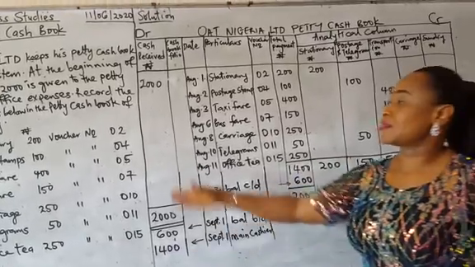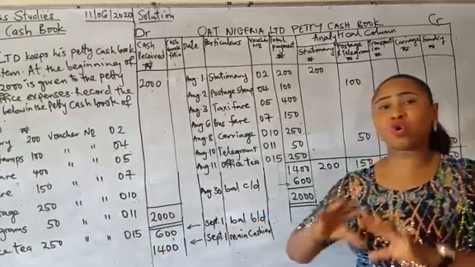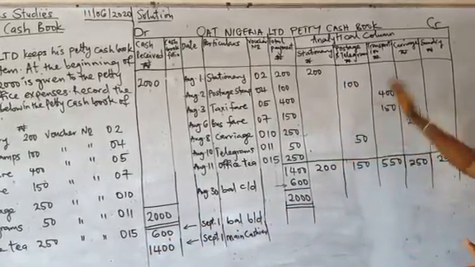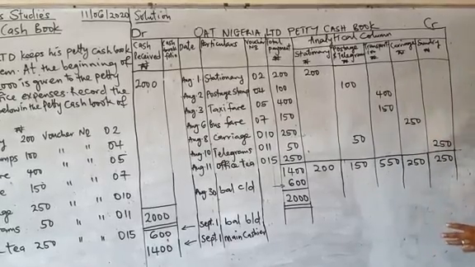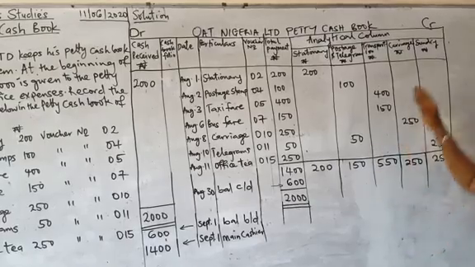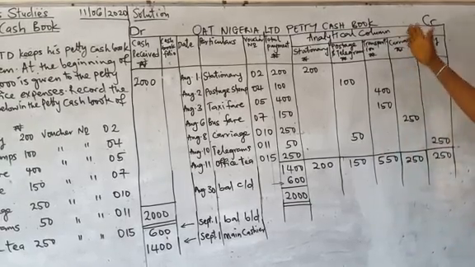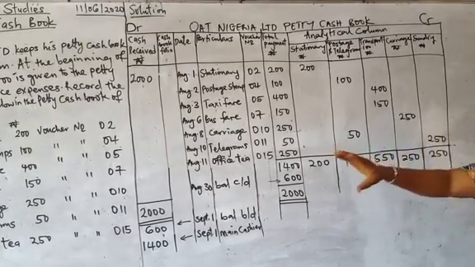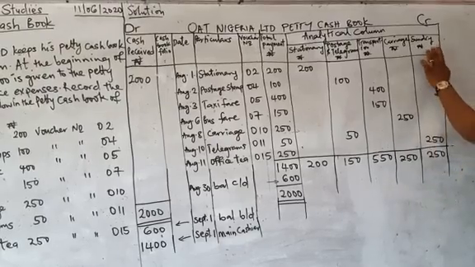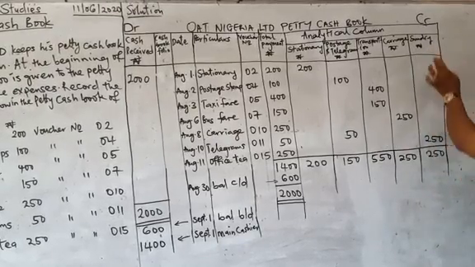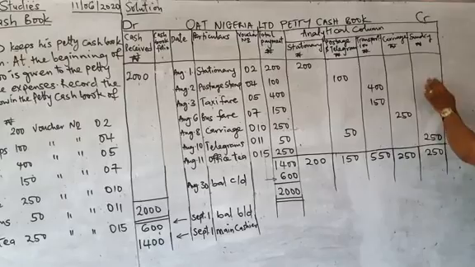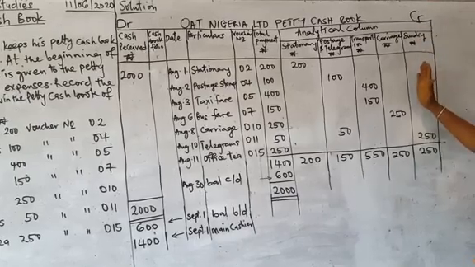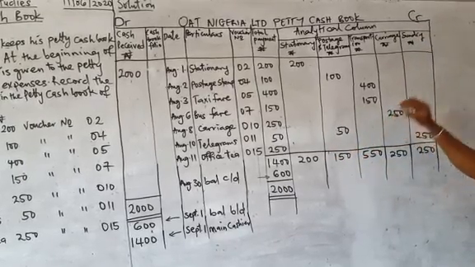Let me make something clear. At times, the details may be so much that you don't have to keep creating columns for all of them. So once you create columns for the major ones, you can post the remaining ones under sundry. And that is the reason why I created this sundry column, for you to know that if it is much, you can open a sundry column and post the remaining ones there.